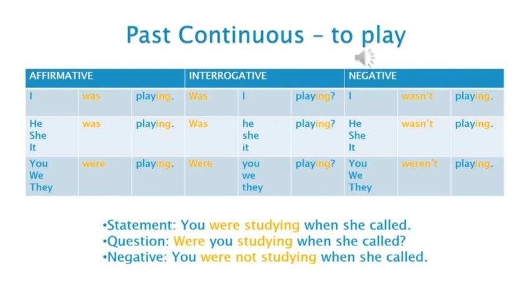For example, you were studying when she called. Question, were you studying when she called? And negative, you were not studying when she called. If you want, you can take a screenshot of this table with your phone. That way, you can always have it with you.